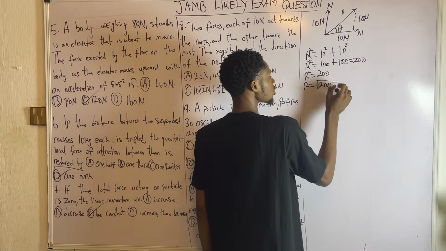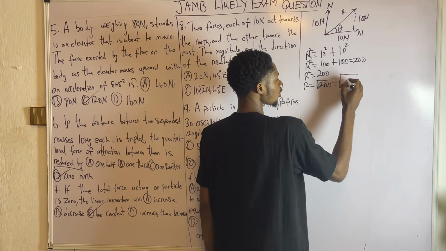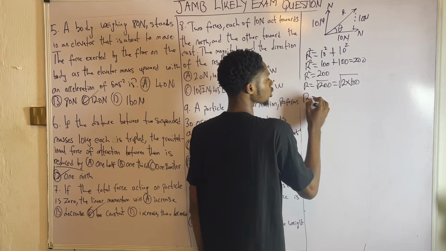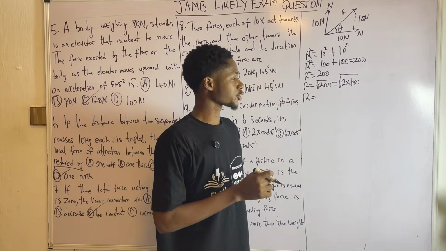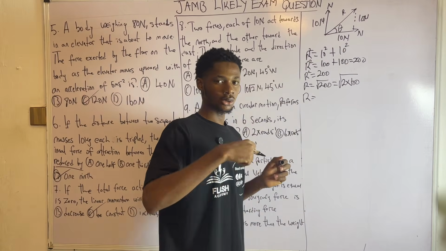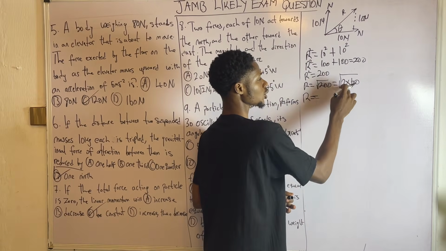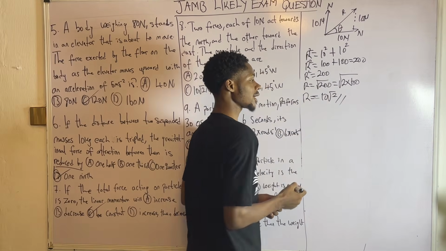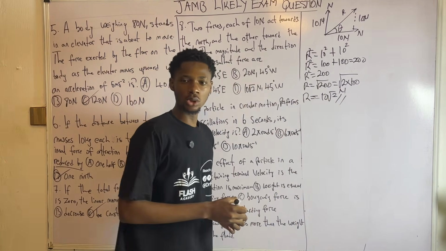Now if you're familiar with surds, you can break this down. This is square root of 2 times 100, right? So R is equal to square root of 100 times square root of 2. If you still don't know about surds, watch my video on surds, still on the YouTube channel. Now square root of 100 is 10. So you have 10 times square root of 2. So our answer is 10 root 2 for the resultant force.